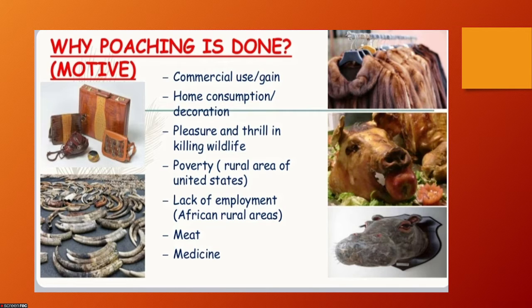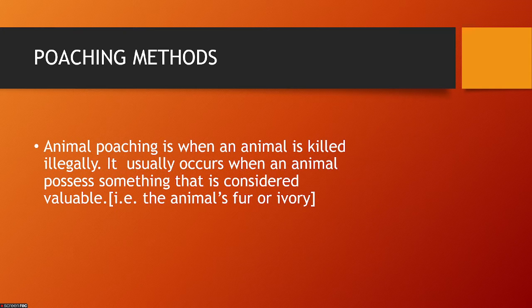What is the motive behind poaching? So the first one is commercial use or commercial gain. Second is home consumption or for decoration purposes. Third is the pleasure and thrill which people get in killing wildlife. Fourth is poverty in the rural areas of the United States and other countries, and lack of employment in African rural areas, and for meat and medicine.